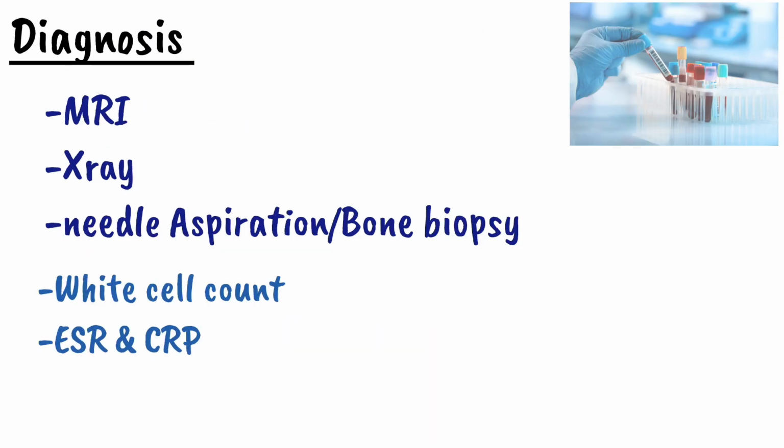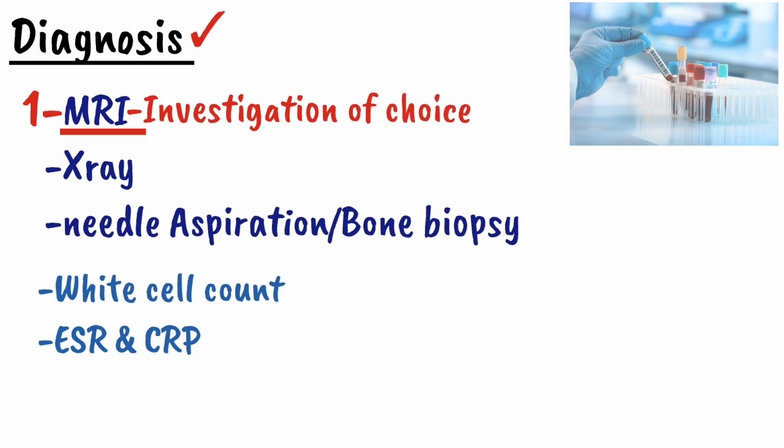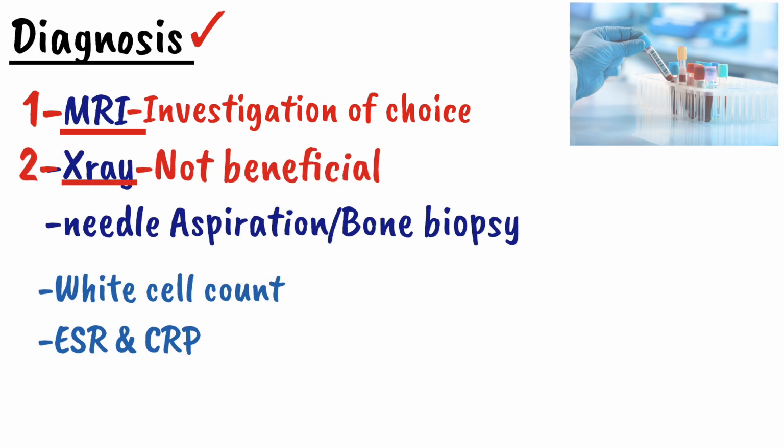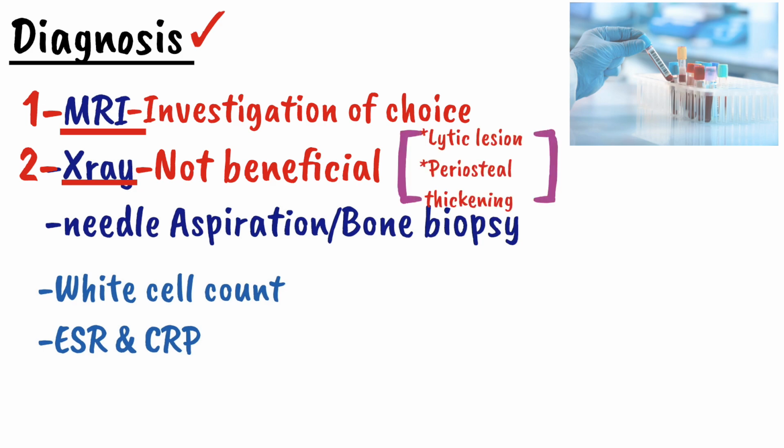Now coming toward the diagnosis, how will we diagnose a patient? For that we perform certain tests. The first one is an MRI. MRI is the investigation of choice for diagnosing osteomyelitis. Apart from that, we can also perform an X-ray, but X-ray is usually not beneficial in acute disease because the radiographic changes such as lytic lesion and periosteal thickening are usually not evident on X-ray for at least the first 10 days. So for this reason, MRI is usually the best and the initial test for the diagnosis of osteomyelitis.